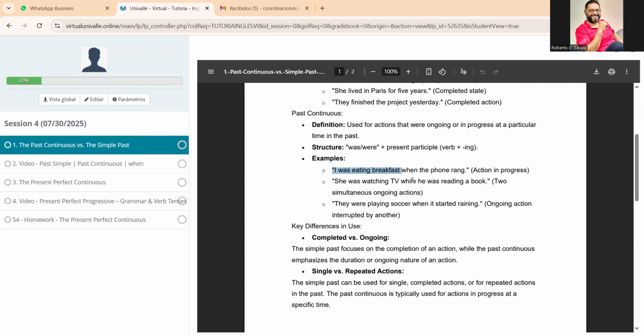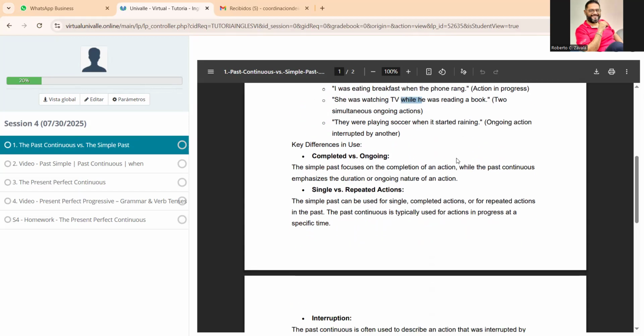She was watching TV while he was reading a book. These are two simultaneous actions. They were playing soccer when it started raining. That is an ongoing action interrupted by another. So if you notice, we use when when one action interrupts the other one, and we use while when we have two continuous actions.